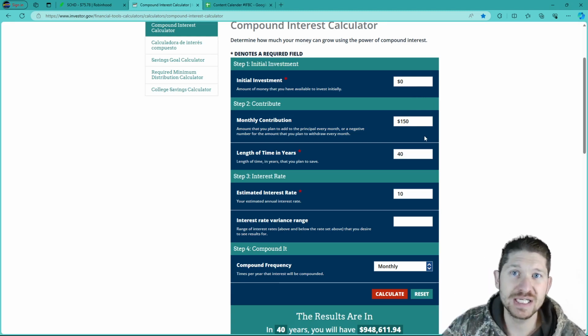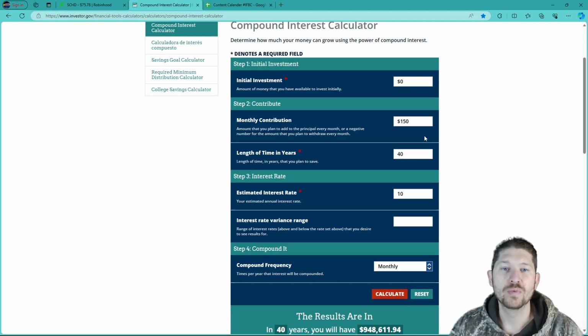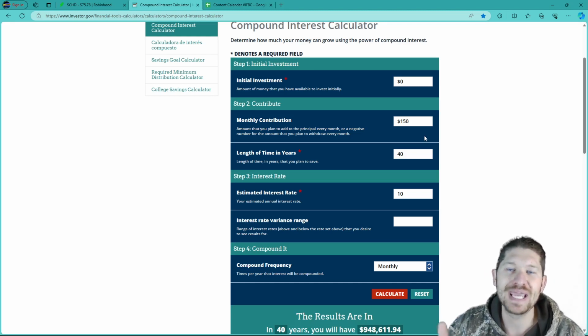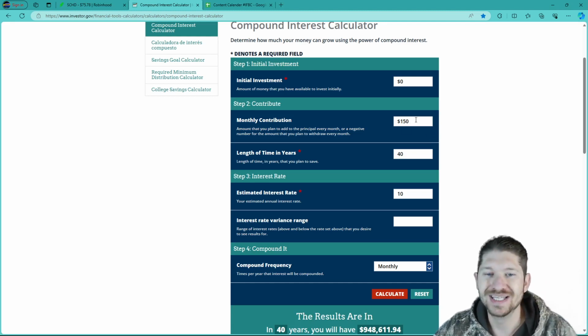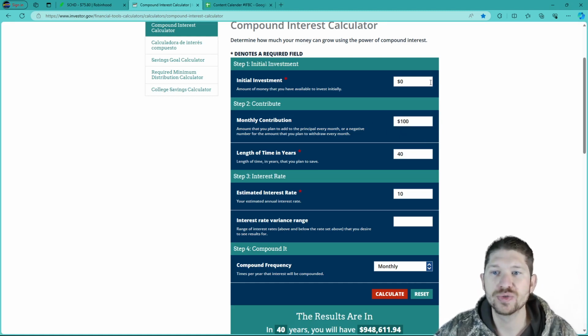You're going to get 10% in dividends every month. Well, 10% a year in dividends paid out every month, but you also get about 10% appreciation. So let's talk about it. $150 a month. It's actually $100 with this challenge.